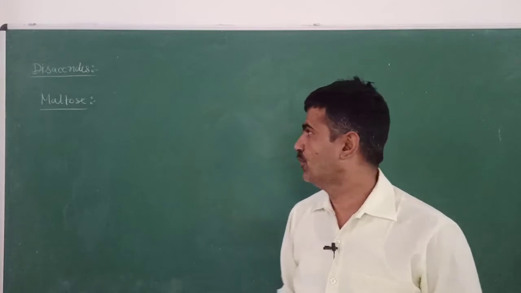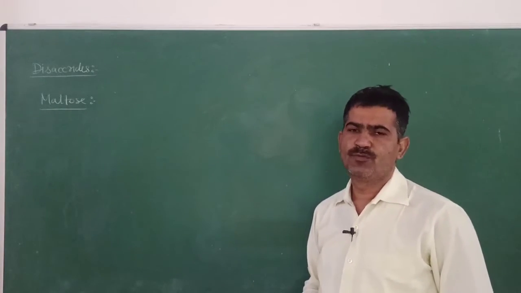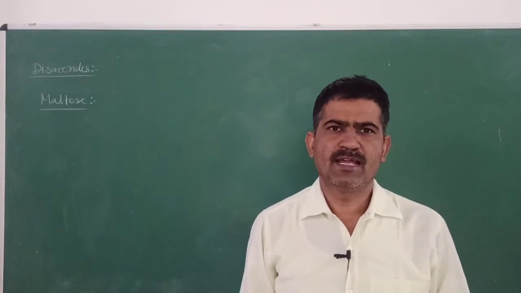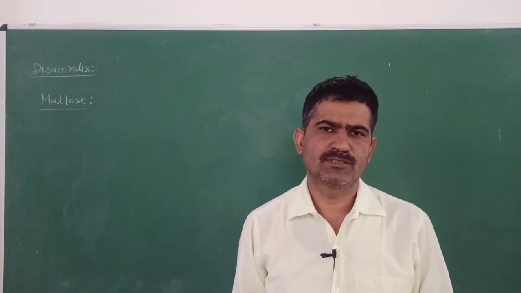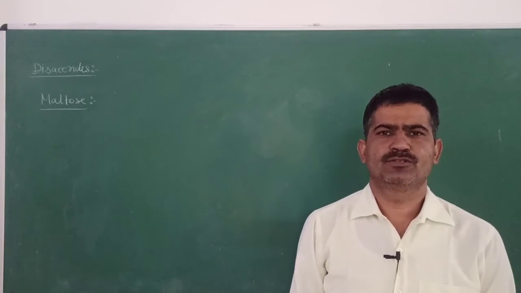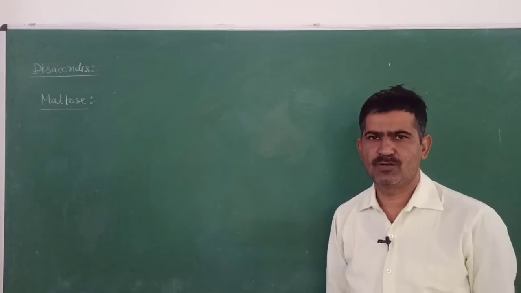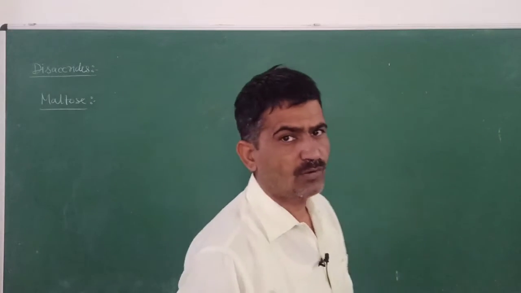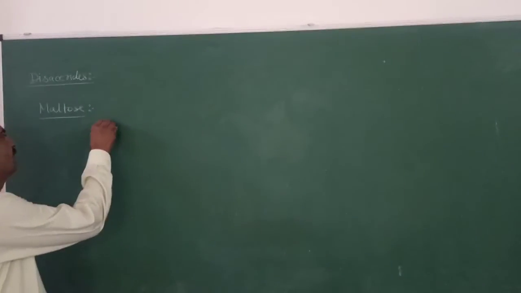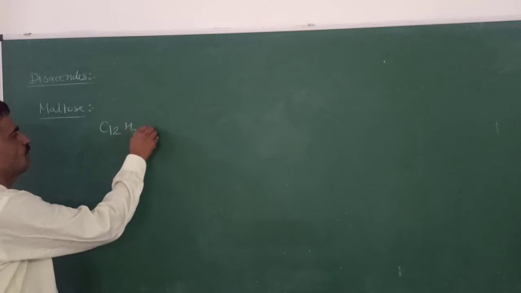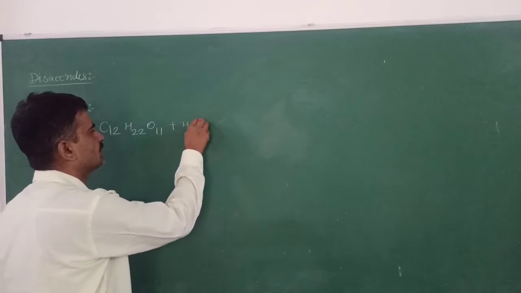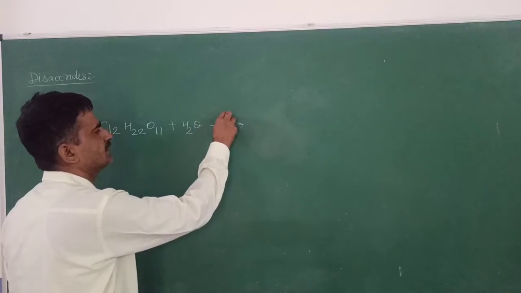Today we will continue our topic disaccharides with the maltose. There are three examples of disaccharides in our syllabus: sucrose, maltose, and lactose. Today we will study about the maltose. Maltose has the general formula C12H22O11. It gets hydrolyzed in presence of water and mineral acid.